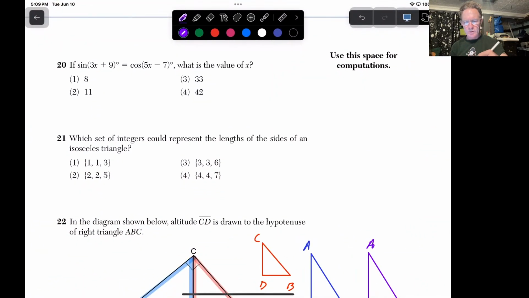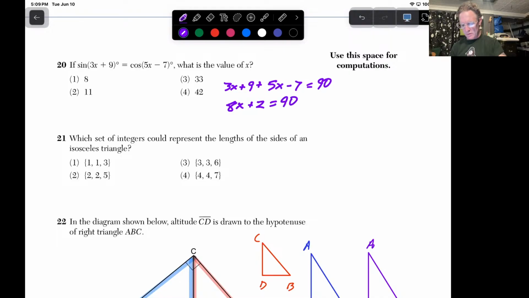So that's what I'm going to do. I'm just going to set these two things equal to 90. So it would be 3x plus 9 plus 5x minus 7 equals 90. What do you get? 8x plus 2 equals 90. Subtract 2. You get 8x equals 88. And divide by 8. And you get x equals 11.